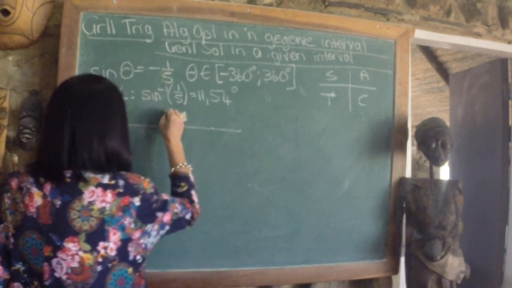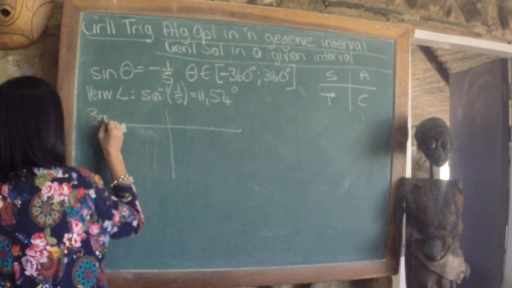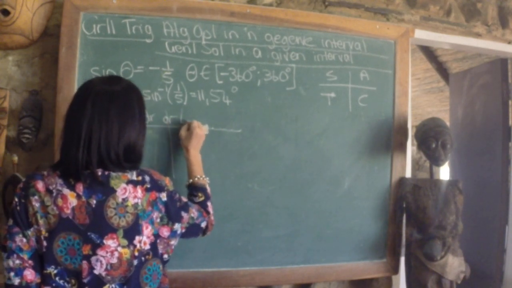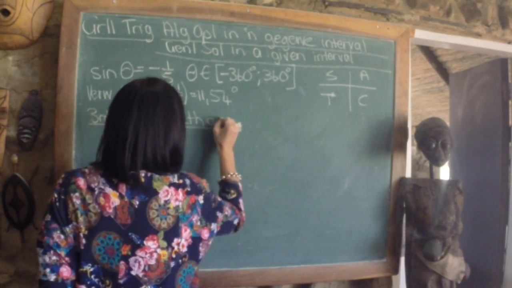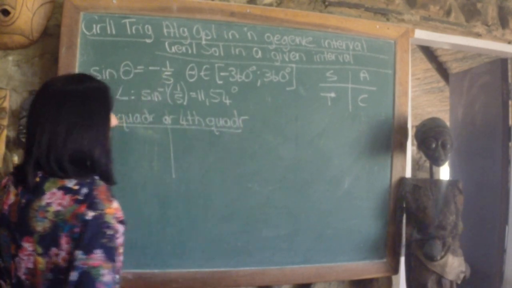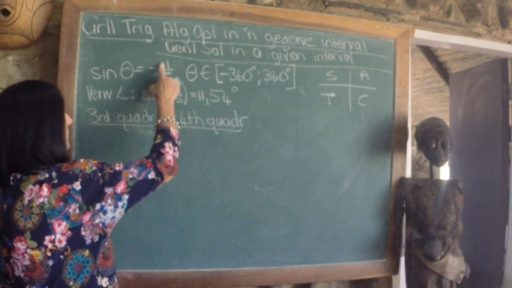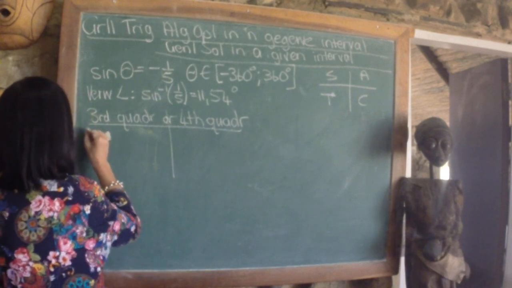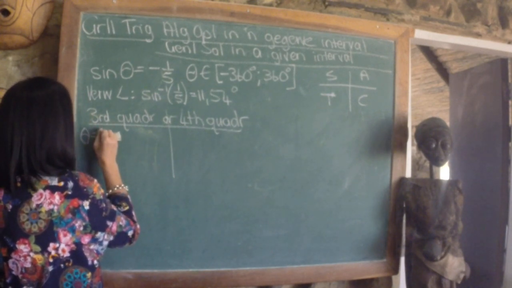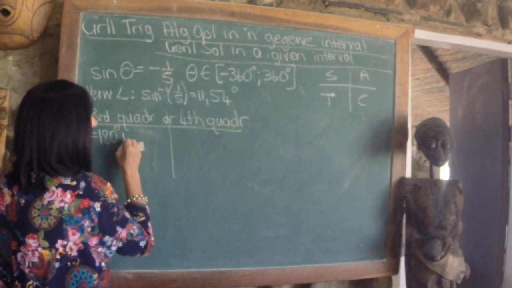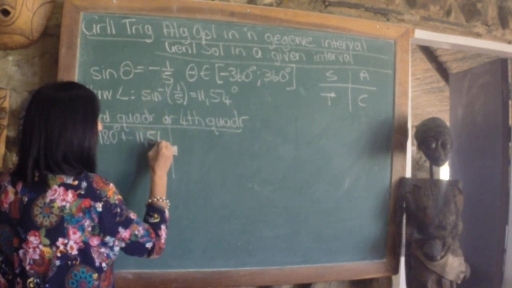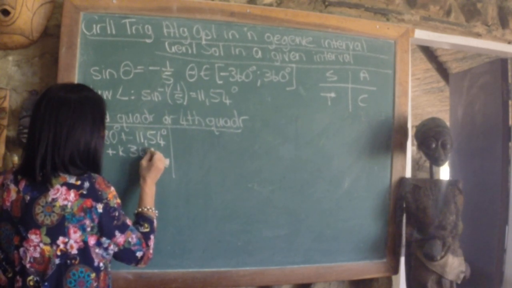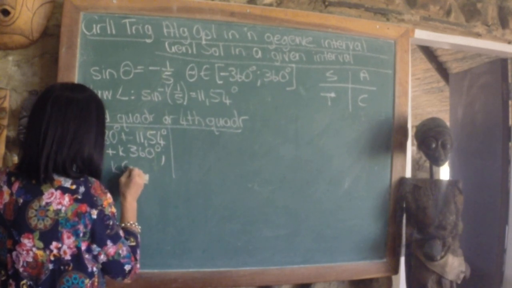So we can draw our little table, and in the third quadrant or in the fourth quadrant, we've got sine as negative. Now, in the third quadrant, it's 180 plus, so theta equals 180 plus 11,54 degrees plus k times 360, because it's a sine function, k element of Z.